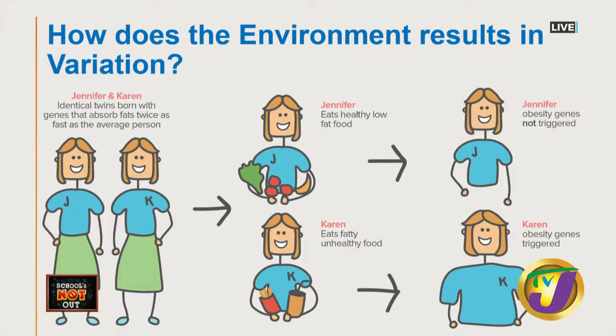So for Jennifer, she eats healthy, low-fat food, so she's a vegetarian. Now for Karen, on the other hand, she eats a lot of fatty, unhealthy food. On a regular basis, she's at all the fast food institutions. Over a period of time, what we found is that Jennifer was not on the bigger side and was not suffering from obesity. But for Karen, due to her lifestyle and the environment that she has exposed her body to, she now activates that obesity gene and it is now triggered.